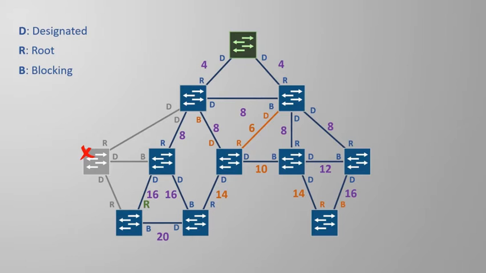This does not just rely on the configuration BPDUs that the root bridge sends. There is a second type of BPDU called a topology change notification, or TCN. These are sent by regular switches, not the root bridge. TCNs are sent only when there's a change in the topology.